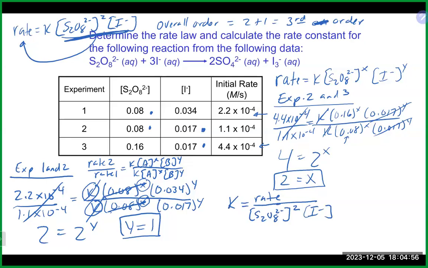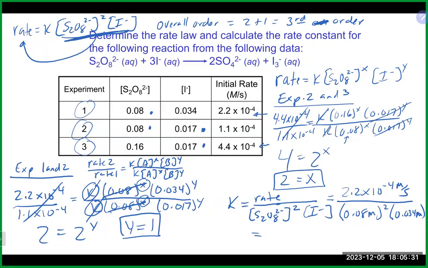Now at this point, as I mentioned before, you could choose any experiment that you like here to put the numbers into this. As long as you don't mix and match, you're good to go. So I'll just use experiment number 1 here. And if I do that, I will have up on top 2.2 times 10 to the minus 4 molar per second, divided by 0.08 squared and 0.034 in this case.